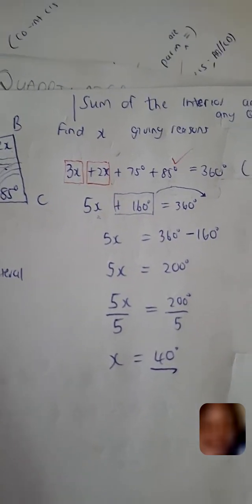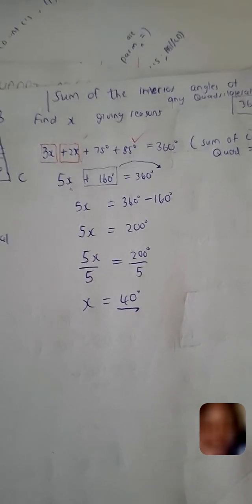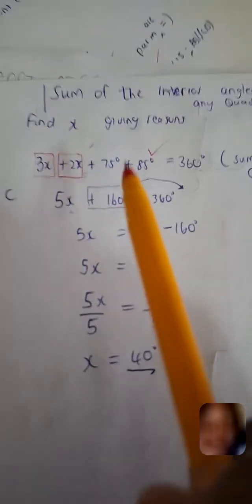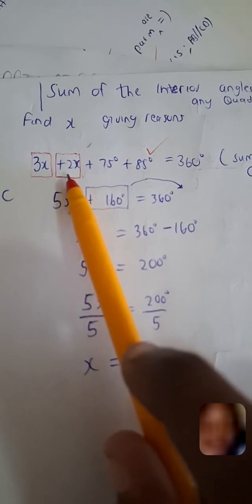We can't say the opposite sides of a quad are supplementary. No, we can't say that. Okay, this is a quadrilateral. It's not a cyclic quad, it's a quadrilateral.